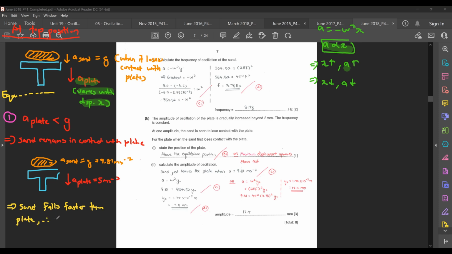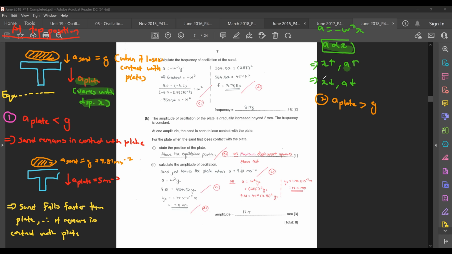Therefore, it remains in contact with the plate. Let's consider a second case then, where the acceleration of your plate is now more than gravitational acceleration.